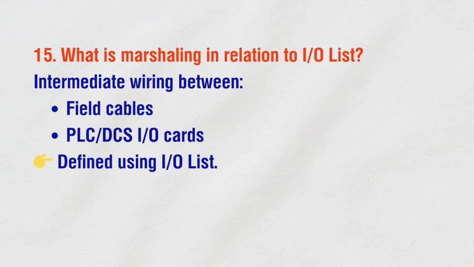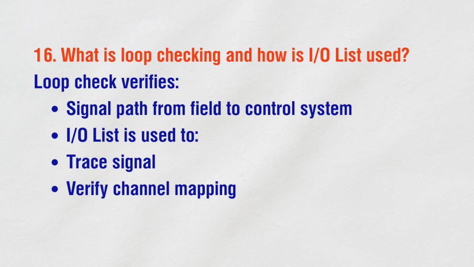What is marshaling in relation to I/O list? Intermediate wiring between field cables, PLC and DCS I/O cards, defined using I/O list. What is loop checking and how is I/O list used? Loop check verifies signal path from field to control system. I/O list is used to trace signal, verify channel mapping.